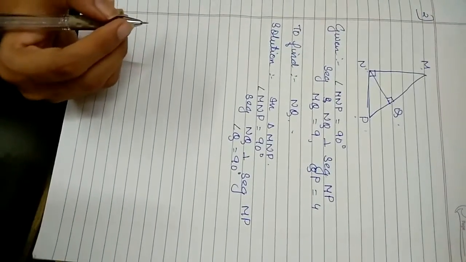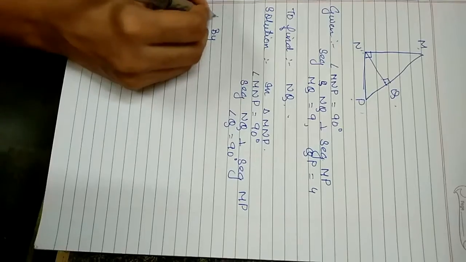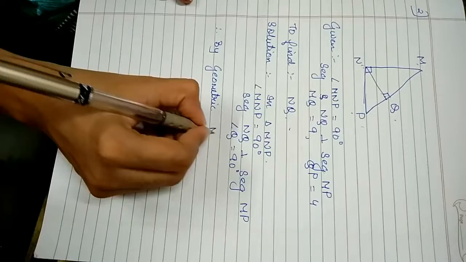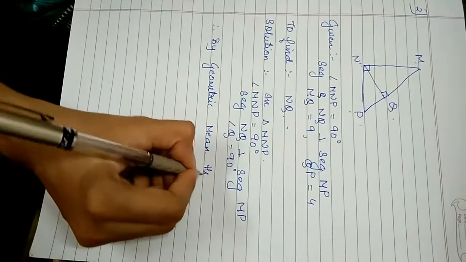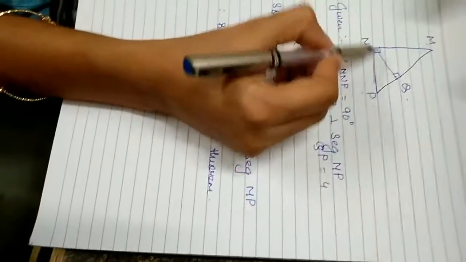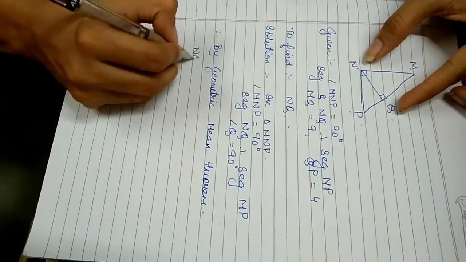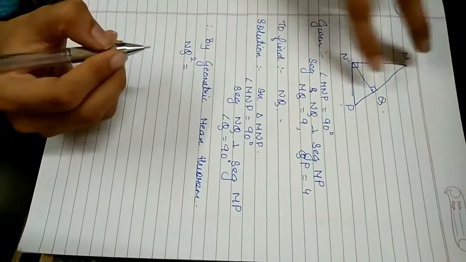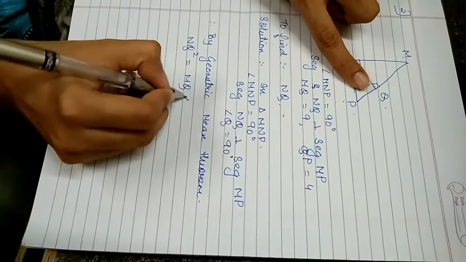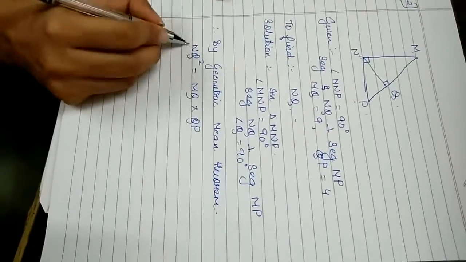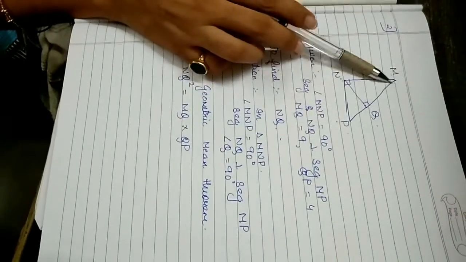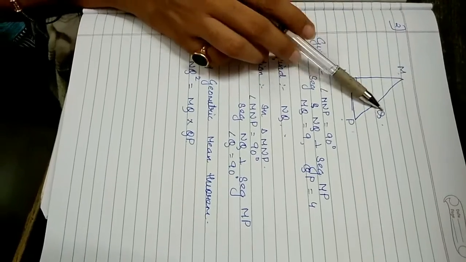Therefore, angle Q is also 90 degrees. Now apply the geometric mean theorem. Therefore, by the geometric mean theorem, the perpendicular side NQ squared is equal to the hypotenuse divided into 2 parts, that is MQ and QP. Geometric mean property: the perpendicular side is NQ, and the hypotenuse is divided into 2 parts, MQ and QP.